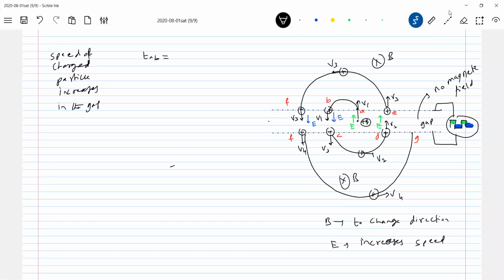Shall I say, is it equal? How come, sir, different paths, same time period? So time period depends on what? 2 pi m by qB, no? It doesn't depend even on the radius. So T_AB is equal to T_CD is equal to T_EF is equal to T_FG is equal to how much? Pi m by qB, no? Half of the time period of revolution, it is independent of R and also independent of the velocity, the speed of the particle.